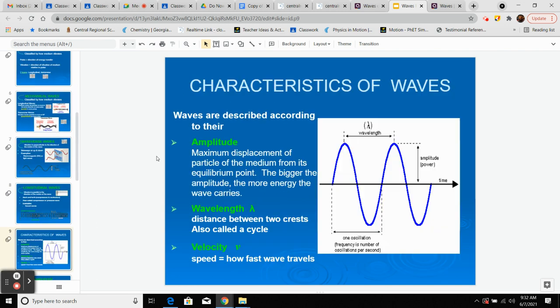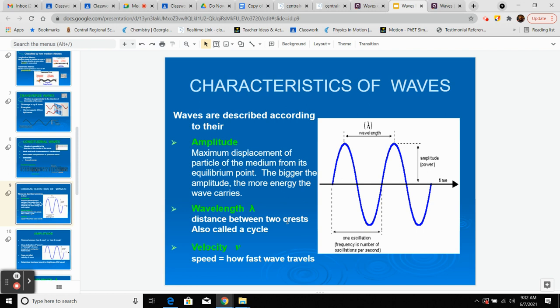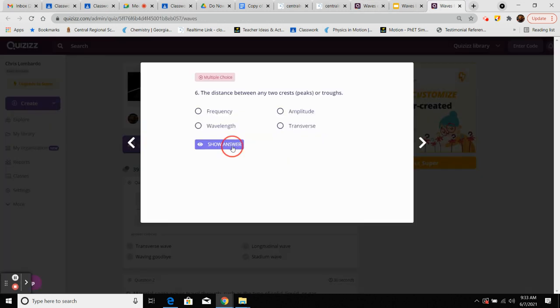Not 100% sure. Wavelength, distance between two crests. So I'm going to say wavelength.